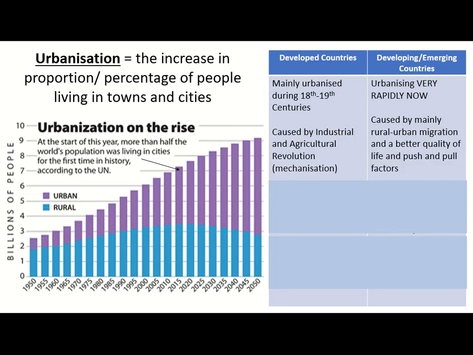Now, the reason for that urbanization is actually largely the same, but again, we focus on a different aspect. In the developed countries, the urbanization that occurred in the 18th, 19th centuries was because of the agricultural and industrial revolutions. The introduction of basically machines to do the jobs of people. Now, in the rural areas, that meant that one tractor could do the job of hundreds of people. So those hundreds of people needed to find work somewhere else.